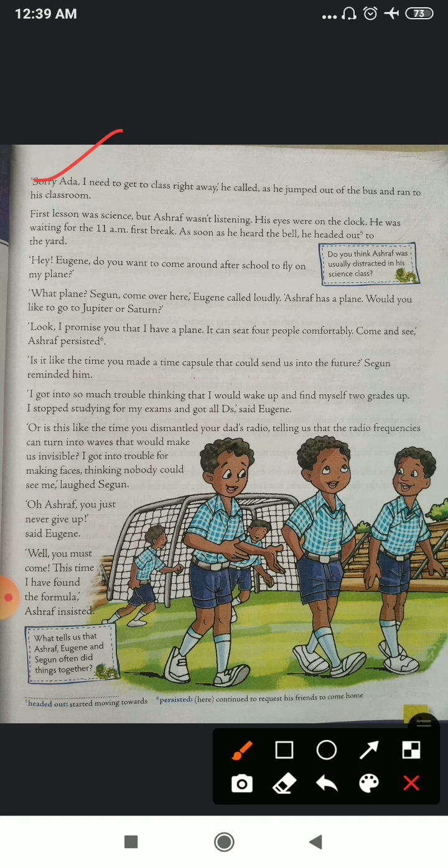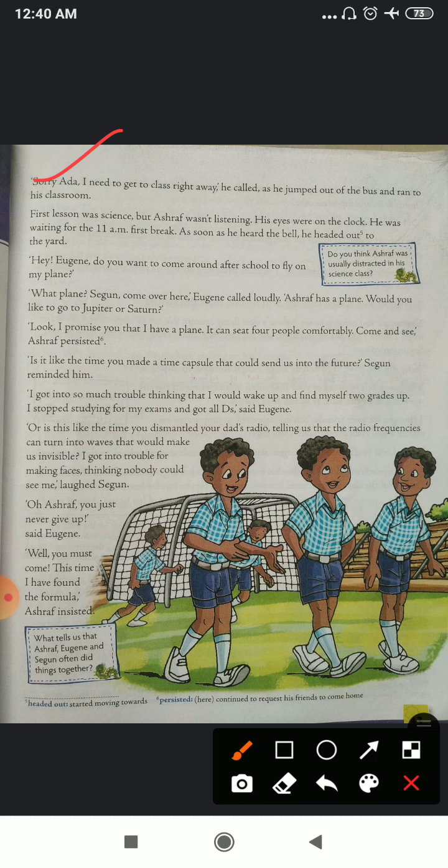"Sorry, Ada, I need to get to class right away," he called as he jumped off the bus and ran to his classroom. As Ada told him not to move so fast, what did Ashraf say? Ashraf said, "Sorry, Ada, I need to get to class right away." And he just jumped out of the bus and ran towards his classroom because today Ashraf was in a very big hurry. He wants to share something with his friends.